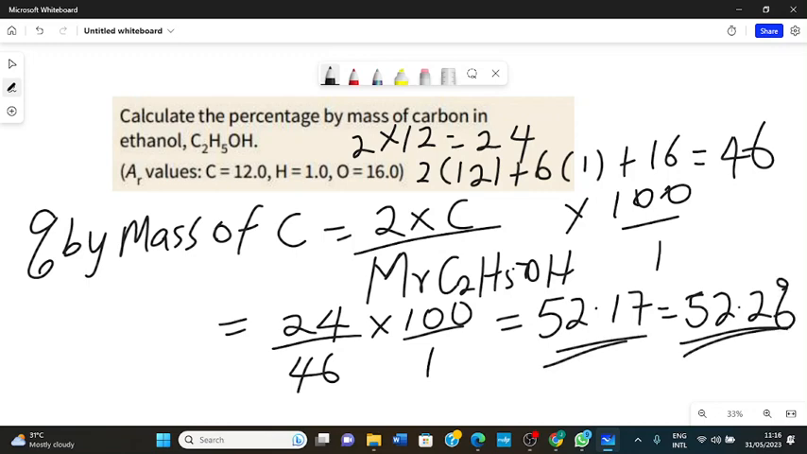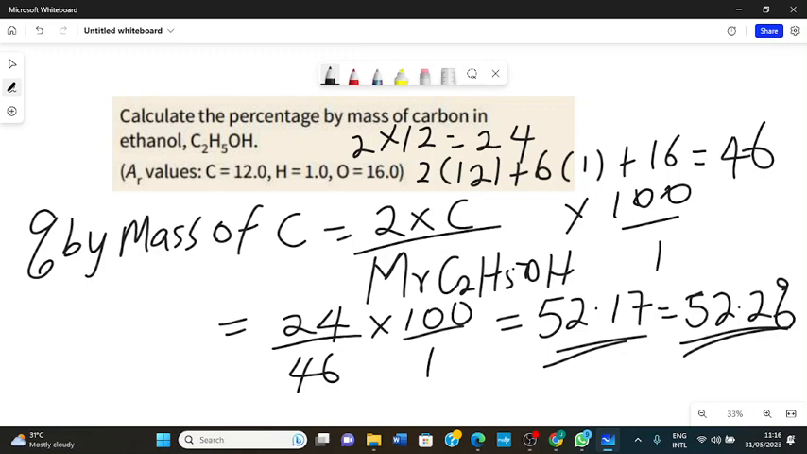So that is the percentage composition by mass of carbon in ethanol. We can calculate the percentage composition by mass of hydrogen or oxygen. So it's as simple as ABC. All you just need to do is to apply the formula, and it's that simple. So we're going to take a more advanced question, a more sophisticated question, a more twisted question.